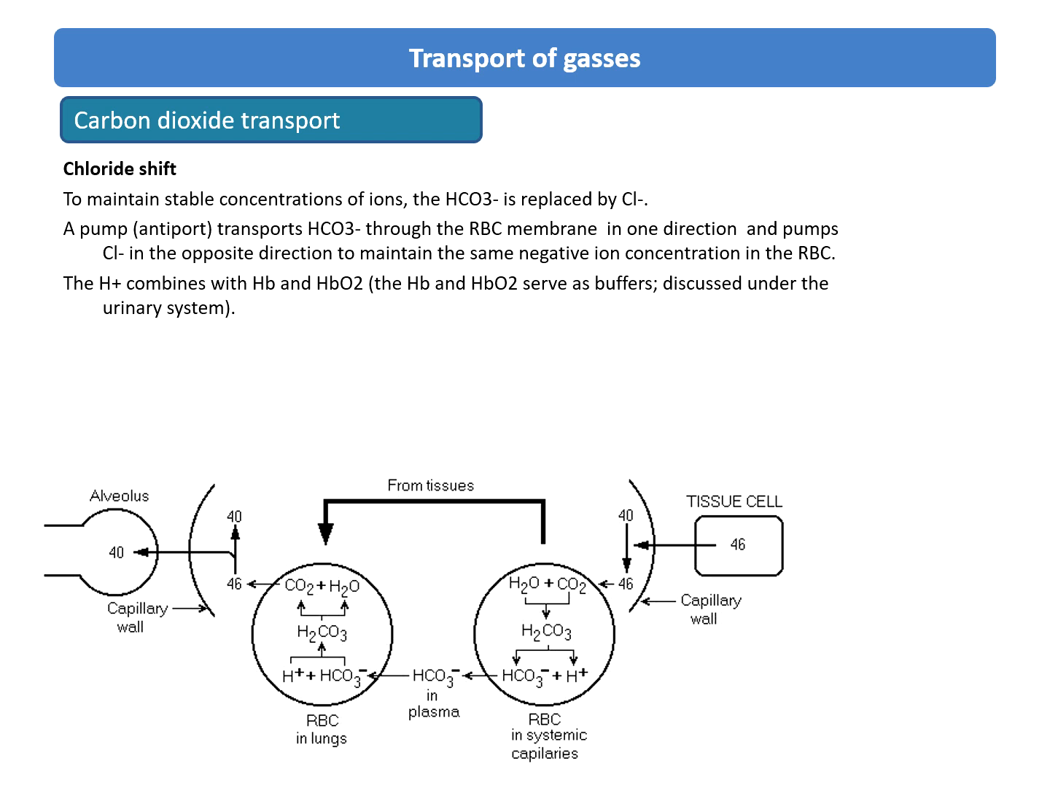Hydrogen ions combine with hemoglobin and oxyhemoglobin to form those carbamino compounds. The hemoglobin and oxyhemoglobin also serve as buffers, and we'll talk about this a little bit when we get to the urinary system.